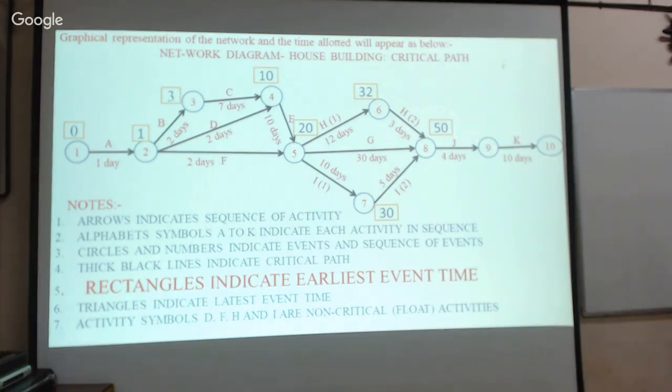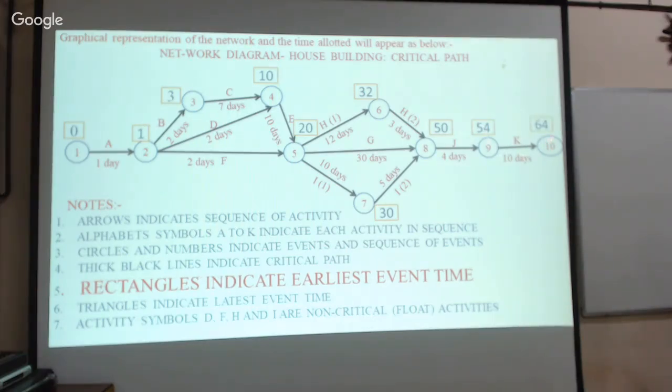Therefore, blindly we can add, that is 50 plus 4, which is equal to 54. And similarly, 54 plus 10 is equal to 64. This is how we can calculate the earliest event time, that is, when we can start our activity. One example I will tell you.